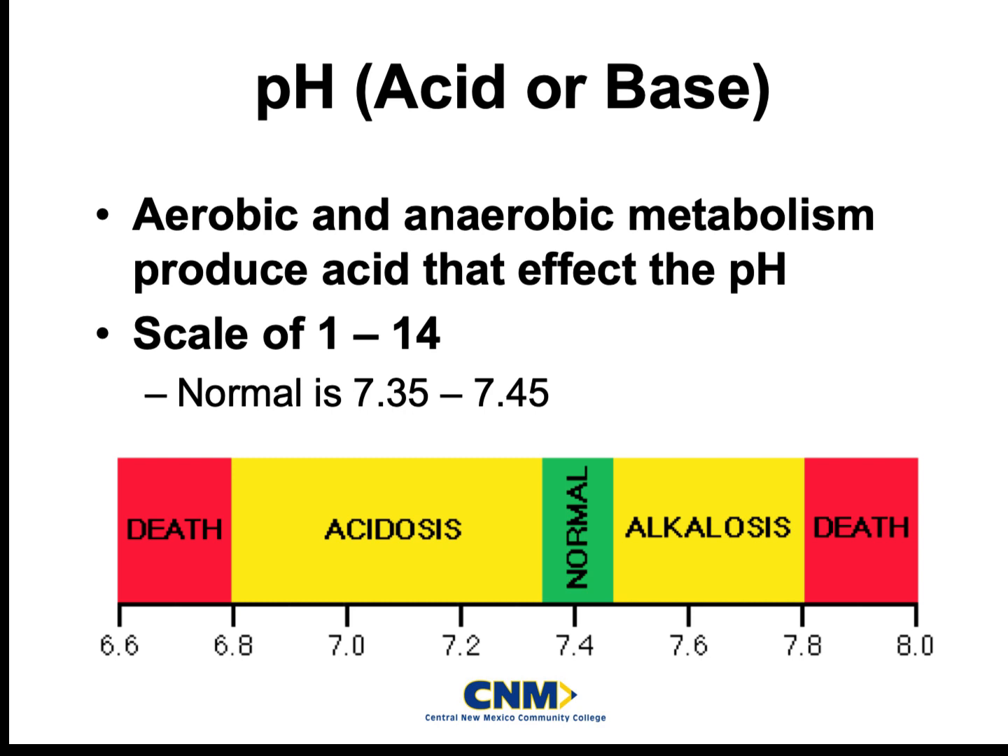We, as normal adults, sit anywhere between 7.35 and 7.45. That's a very, very small scale, and we're living in this very small scale all the time. So I want you to look at this slide. According to this slide, can we live in an acidotic state longer or an alkalotic state longer? Hopefully you chose acidic. We can live in an acidic state much longer than we can live in an alkalotic state.